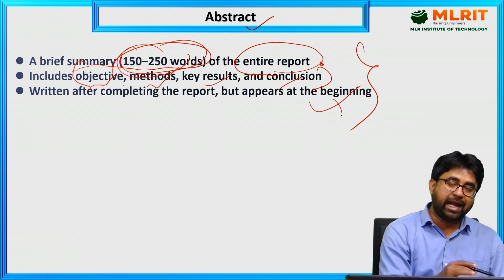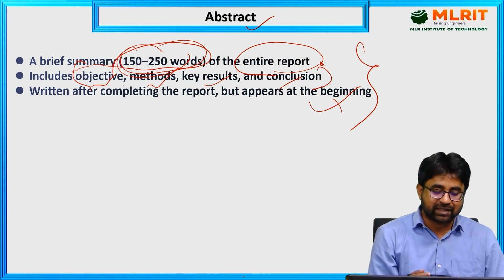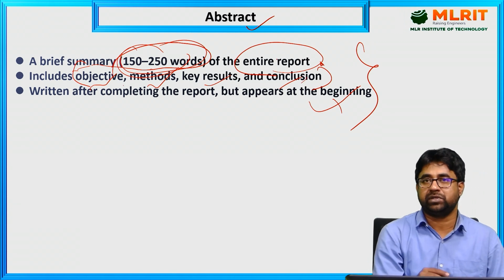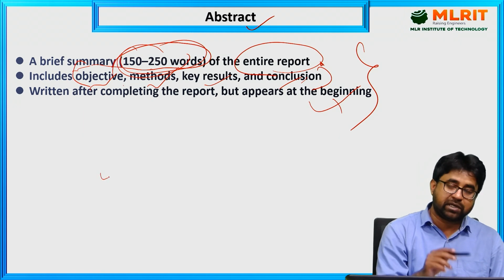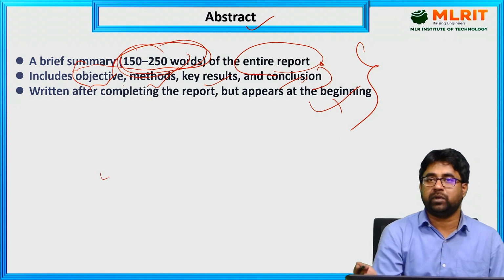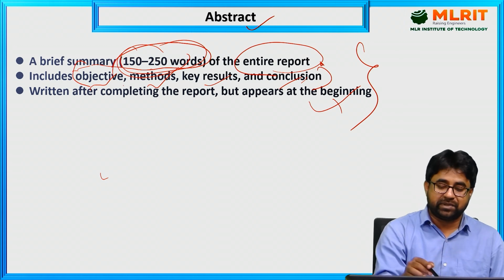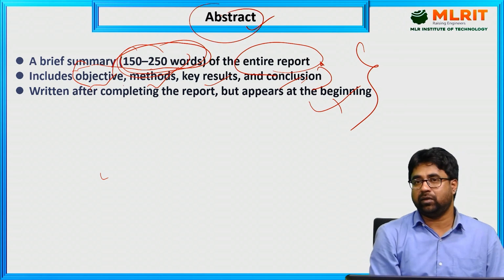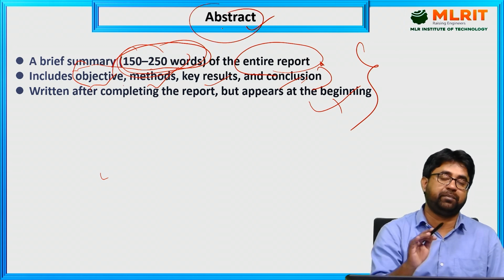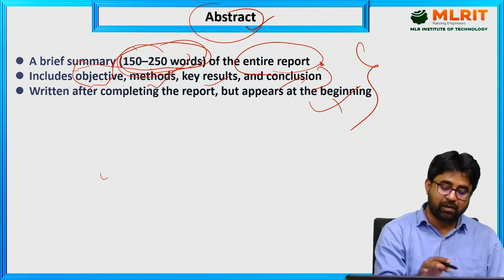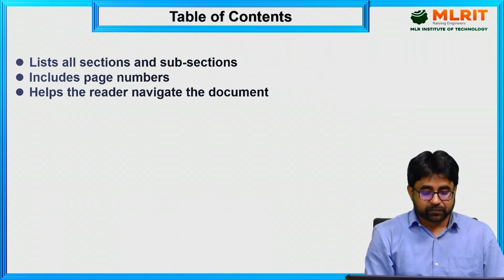Normally the abstract is not written at the beginning, because at the beginning you cannot know what your conclusion is. So you can write an abstract only after you are done with all other components, including the last part of your report. Then you write the abstract, but it appears at the beginning. Though you are writing it at the end, it should appear at the beginning. So after the title page, abstract. Then what? Table of contents.